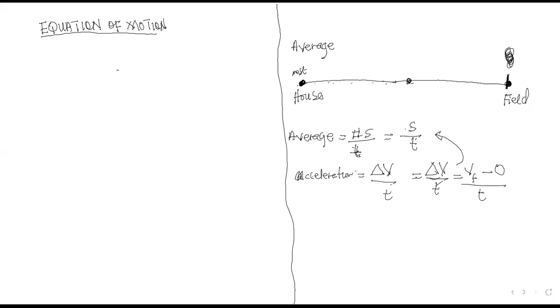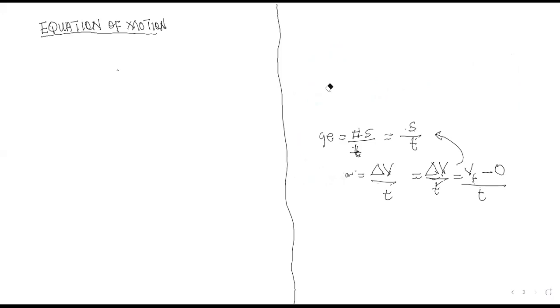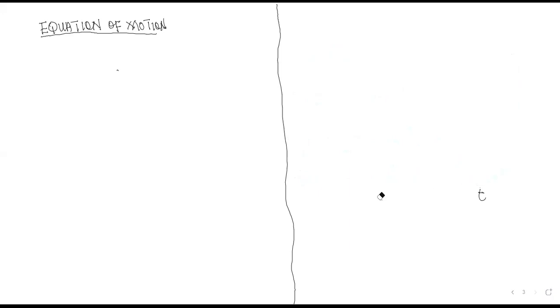Equations of motion. We can do these calculations as we've done without using graphs, but using mathematical equations. This is the very essence of equations of motion. Now, our equations of motion hinge on one condition: they apply only to a uniformly accelerated motion.